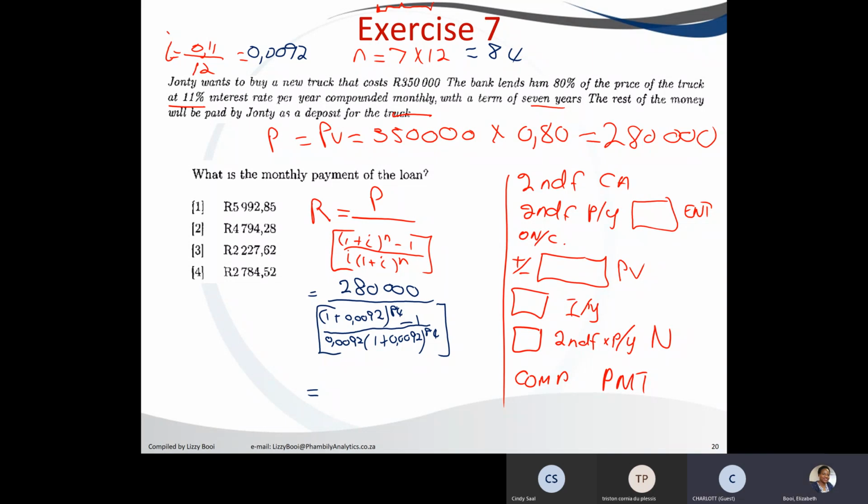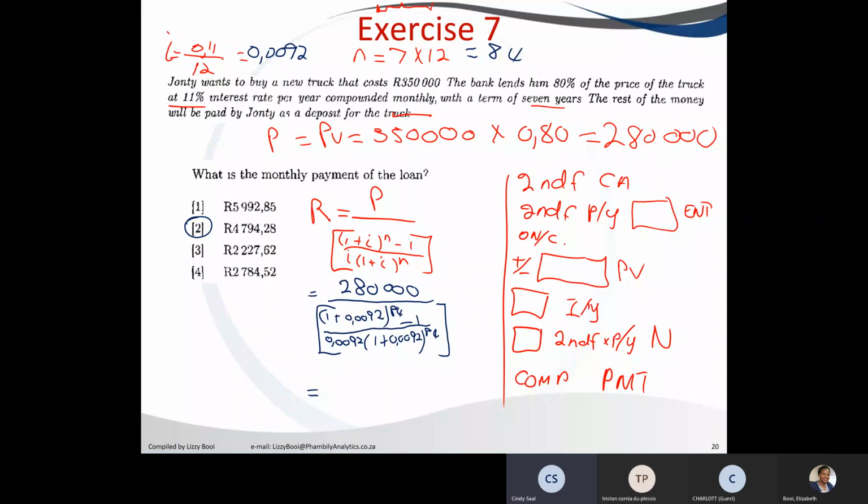Hi, Lizzie. Yes. I've got option number 2. That is correct. I am not getting any answer close to that, and I'm following the steps. I don't know what I'm doing. Okay, let's do the steps together. Tell me, what did you put? Let's hear your calculator and talk to me through your steps.